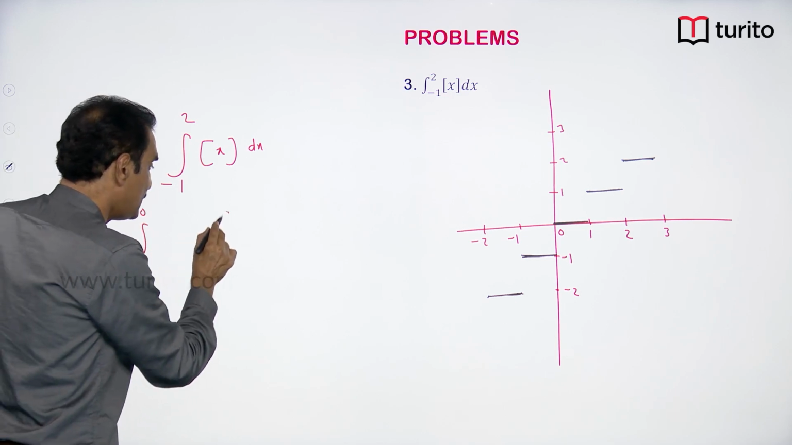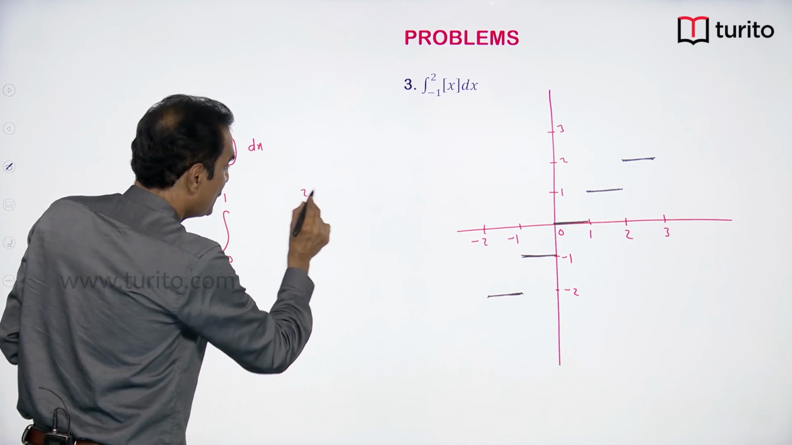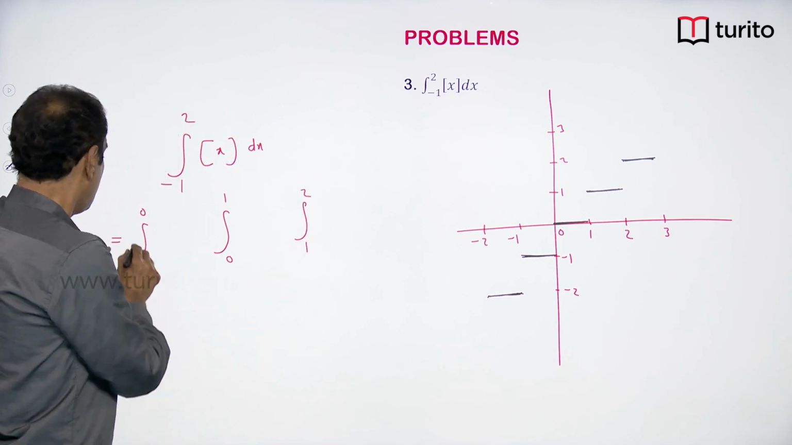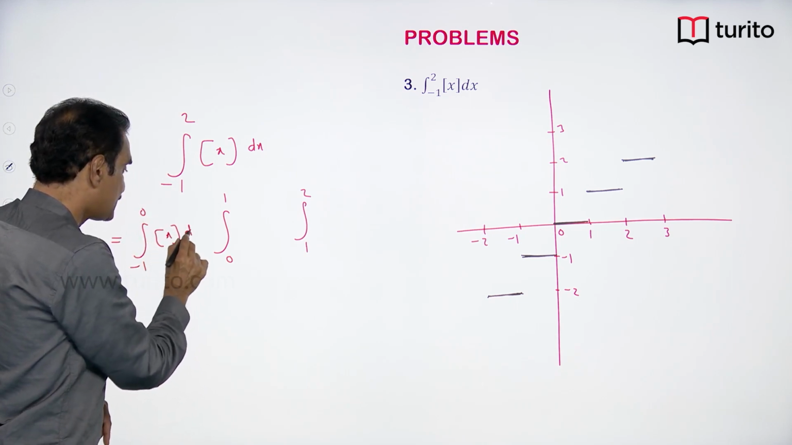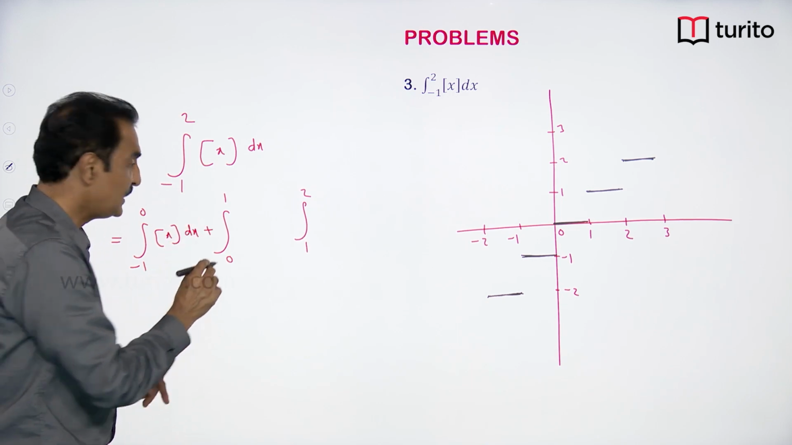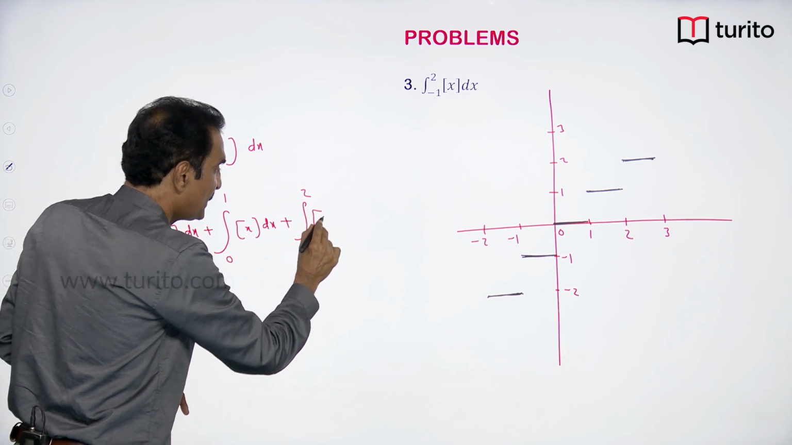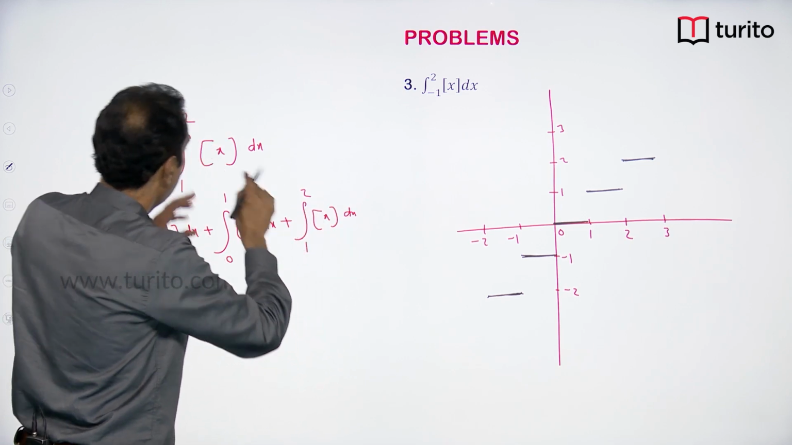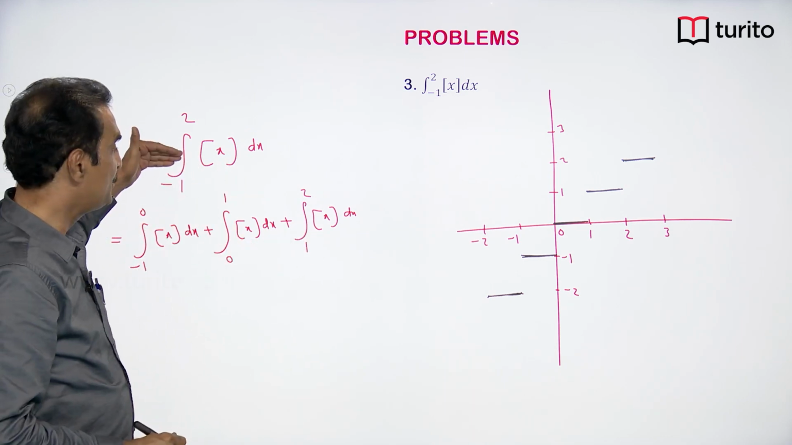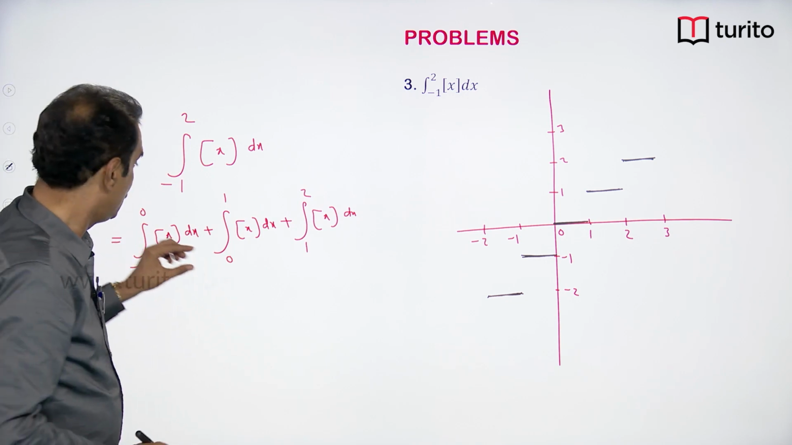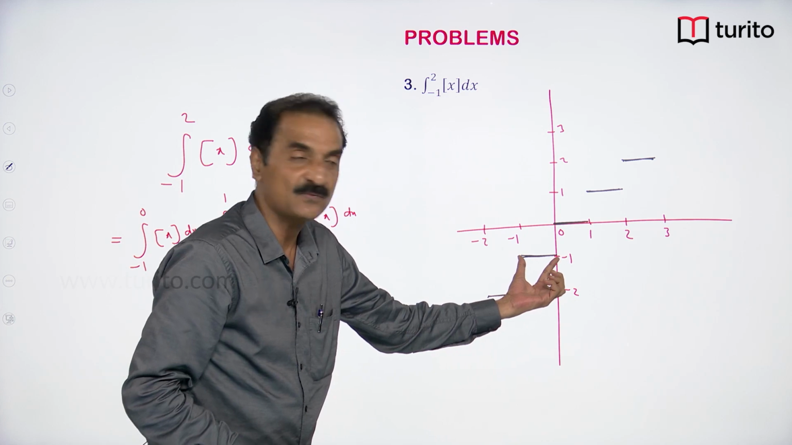Minus 1 to 0, then we will integrate from 0 to 1, then from 1 to 2. In this interval, write first step x dx, 0 to 1 integral part of x dx, 1 to 2 integral part of x dx. So breaking this integral into 3 integrals like this, minus 1 to 0, 0 to 1, 1 to 2. Now in this whole interval, integral part of x is a constant, how much? Minus 1.